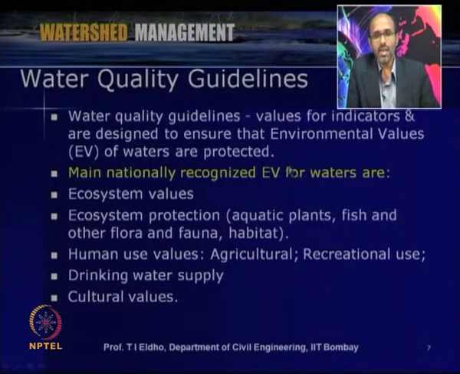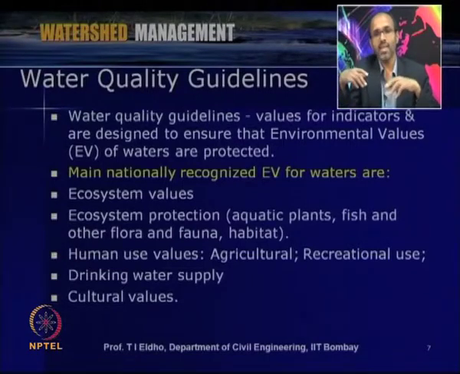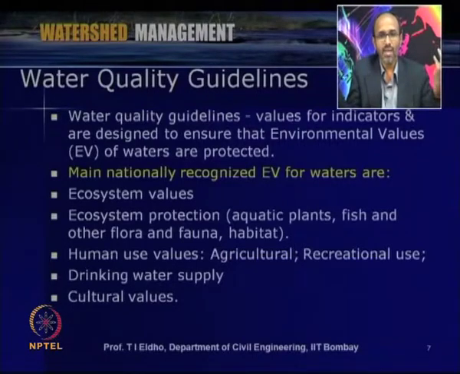As far as the environmental values are concerned, the main nationally recognized environmental values for waters are, for example, ecosystem values. For the water which we are using for ecological needs, we can prescribe certain specified environmental values. Then for ecosystem protection, we can come up with guidelines as far as aquatic plants, fishing, habitat, ecosystems, or the maintenance of rivers and lakes are concerned, with respect to the specified environmental values.